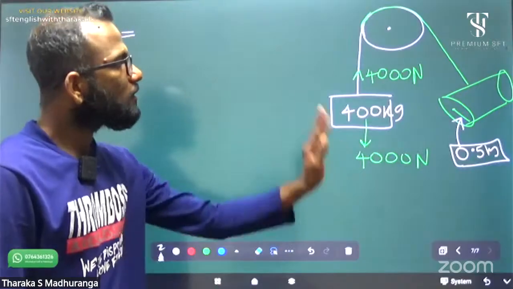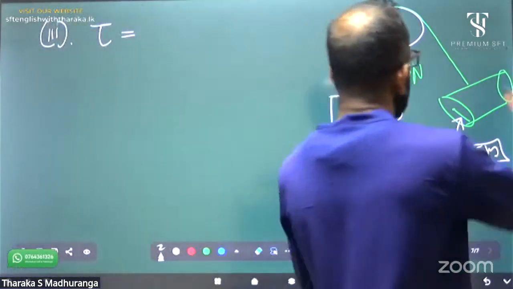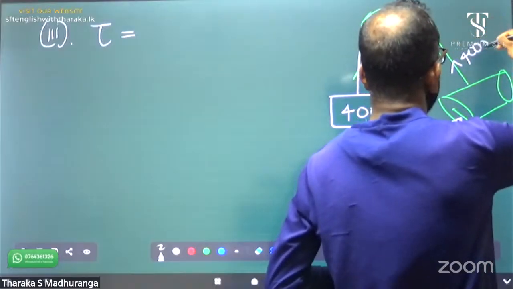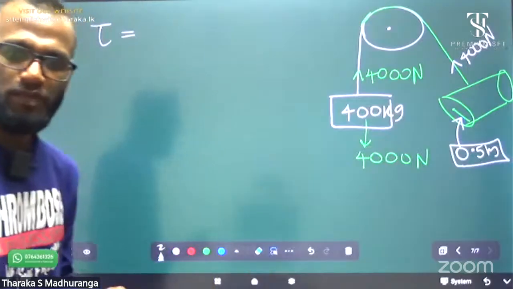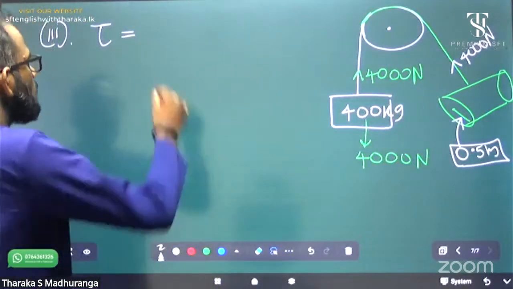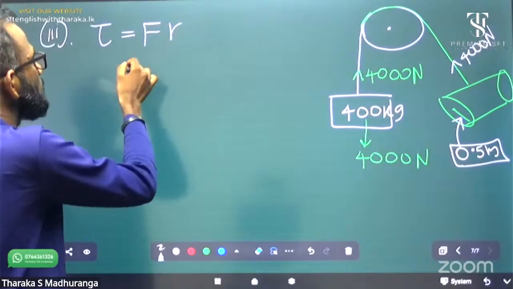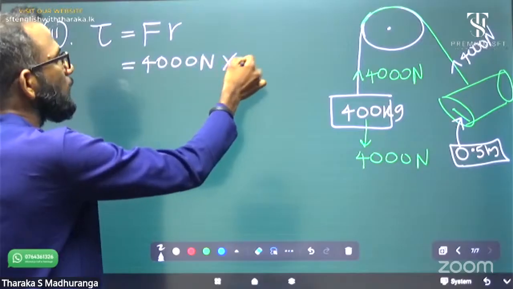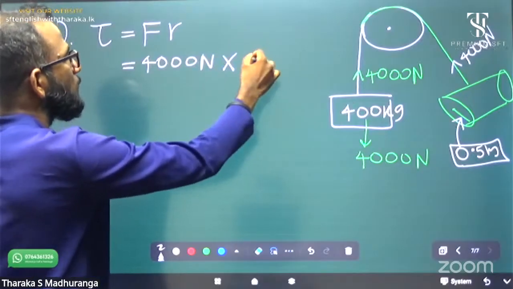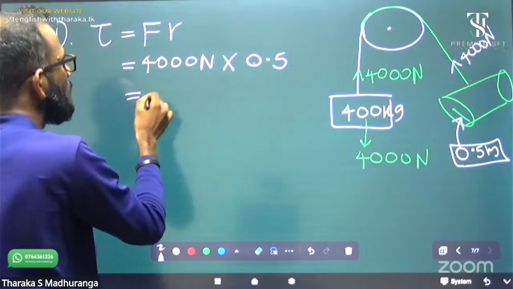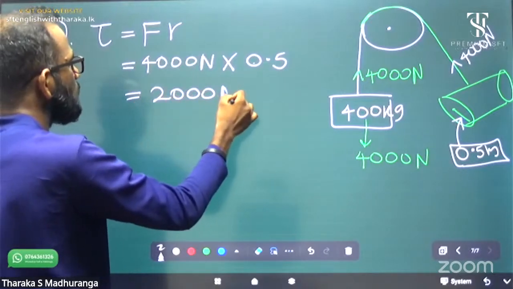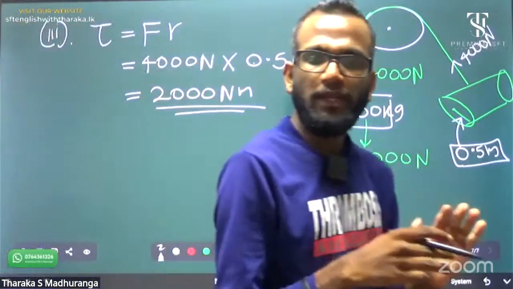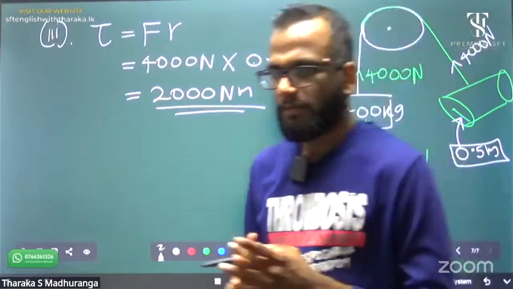The question asks the torque requirement. What is this force? It is 4000 because of the tension. It's a balanced system, 4000 Newton. Then you can use the F R equation. The force 4000, the radius 0.5, that means 50 centimeter is 0.5 half. Then it is 2000 Newton meter. The Newton meter is the standard unit of torque. Remember?